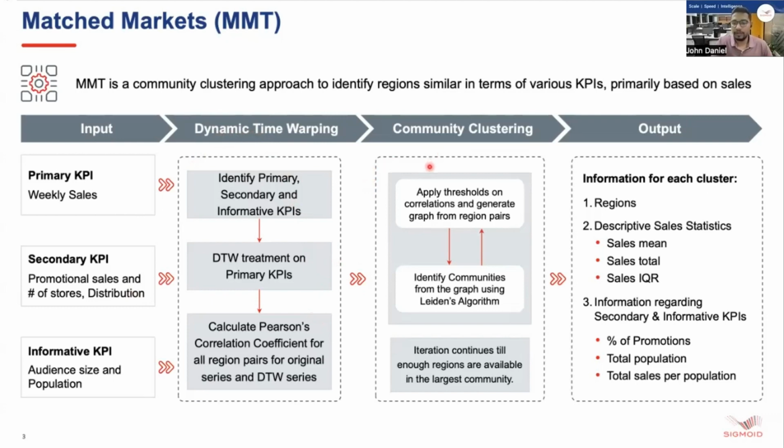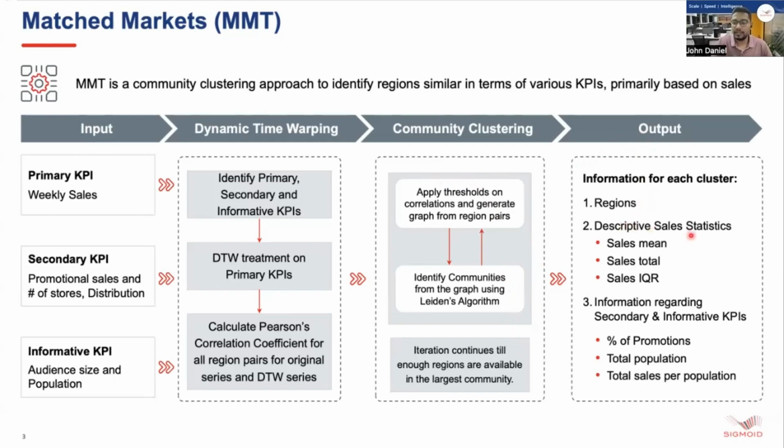we go to the community clustering, where for several iterations we apply different thresholds on the correlations and generate a graph object from the region pairs after removing loosely correlated regions. And then this graph object is passed to Leiden's algorithm to identify communities. The iterations continue till enough regions are available in the largest community. So as part of the output, we get a list of communities, and each community cluster consists of different regions.